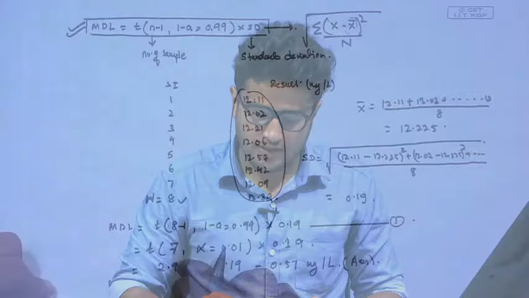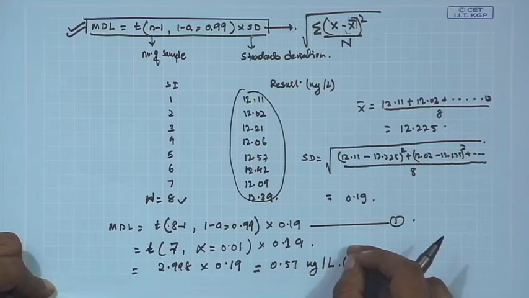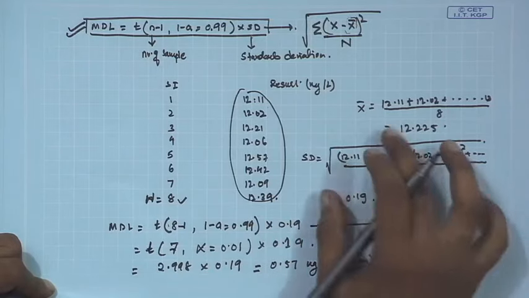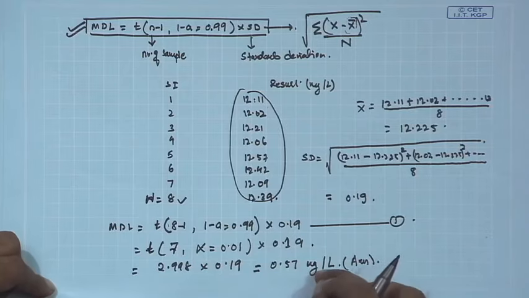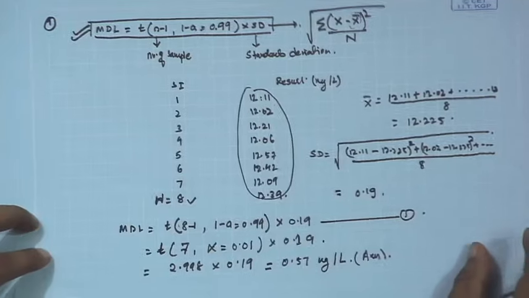How do we find the t value using the t statistical table, and how do we find the standard deviation, and we put in the MDL value, and we will find the minimum concentration that can be trusted with 99% confidence level. This is the first question that we solved.